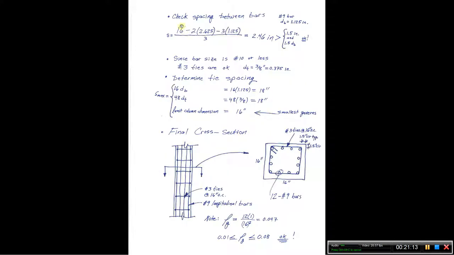Now, there are some other things that we need to check when we're doing a column design. We really do need to check the spacing between bars. So, like right here, this clear spacing has to be greater than 1.5 inches, and it also has to be greater than 1.5 times the diameter of a longitudinal bar. Well, if we do that calculation, we do get 2.46 inches.